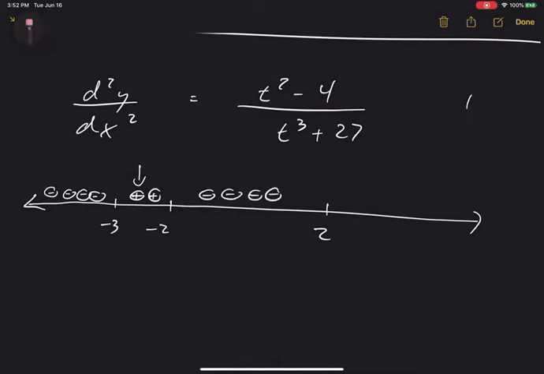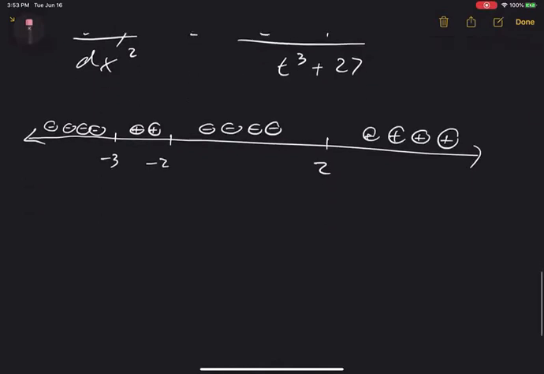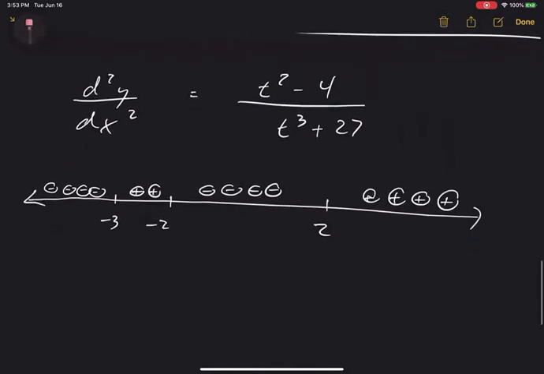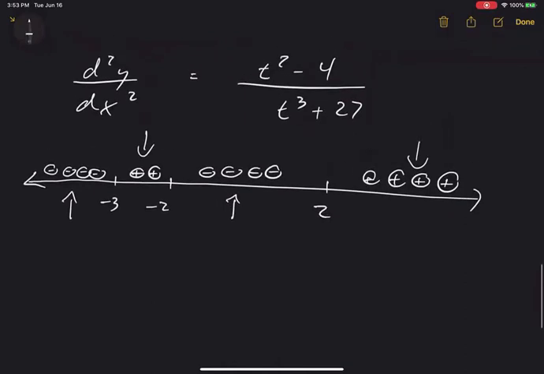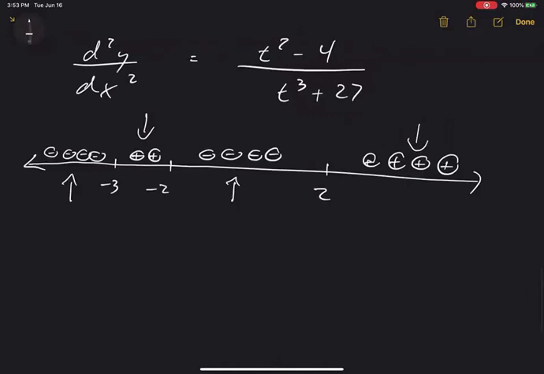And then last, I just need to test this right section. I pick a number in here, let's say 3, and I'll get 9 minus 4, that'd be 5 over 54, a positive number. So this section's all positives. Now I can tell exactly where my function is concave up and where it's concave down. My function is going to be concave up on these positive sections, and concave down on these negative sections. So how would I write my region where it's concave up?